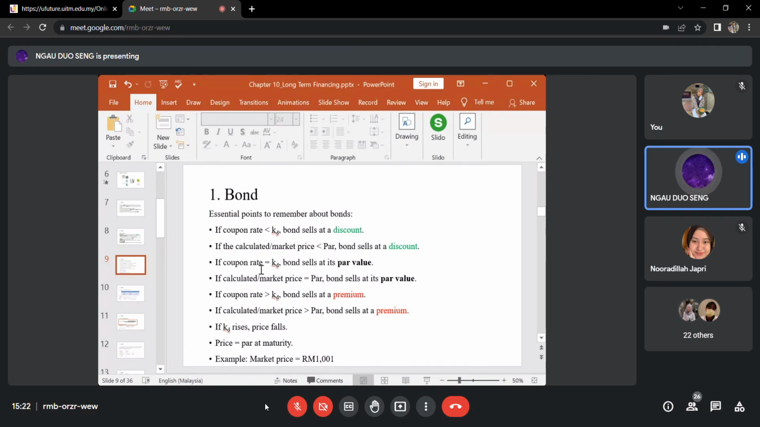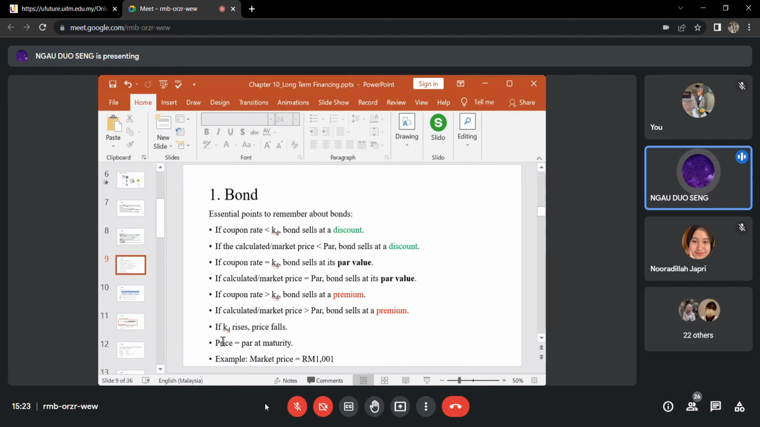If coupon rate is equal to the required rate, KD adalah required rate, right? And bonds sell at its par value, right? If calculated atau market price is equal to par, so bonds sell at par value. So if coupon rate is greater than the required rate, bonds sell at premium. If calculated atau market price is greater than the par, bond sell at premium. So if KD required rate raises, price fall.